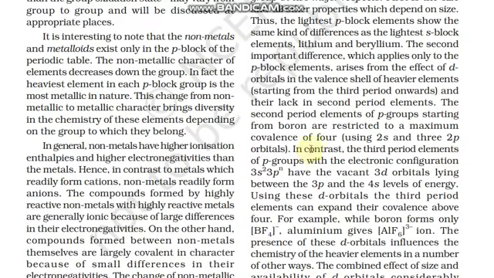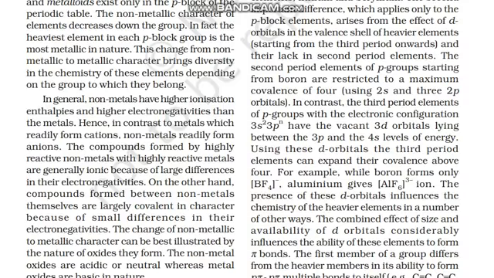This complete paragraph says that the first element in the period is different from all other elements, as it doesn't have a vacant d orbital, but all other elements have vacant d orbitals. So the first element differs from all the others. Boron cannot have 6F, but it can have 4F, because it cannot extend its covalency, whereas Al can extend its covalency. That's why it forms AlF6. So these are the things.